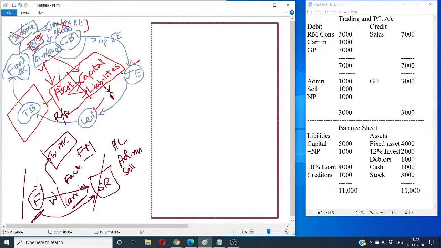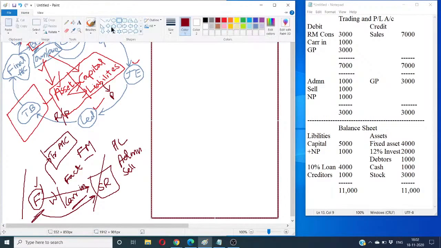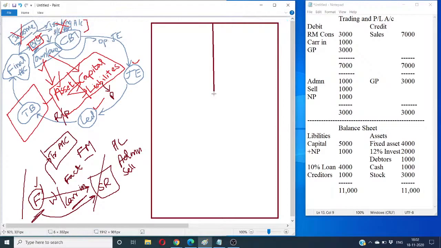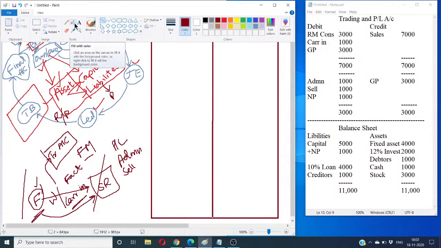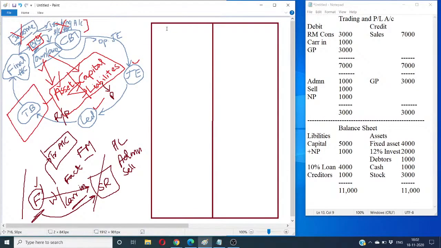Here is a model of final accounts. First of all, we have the trading and profit and loss account, commonly. Then we have the second block called the balance sheet. This is the format. I already explained what things will come here.